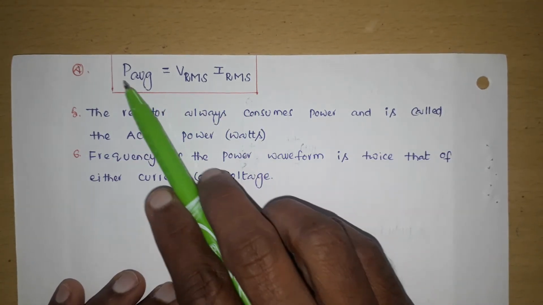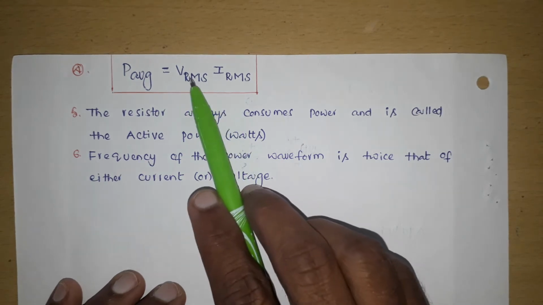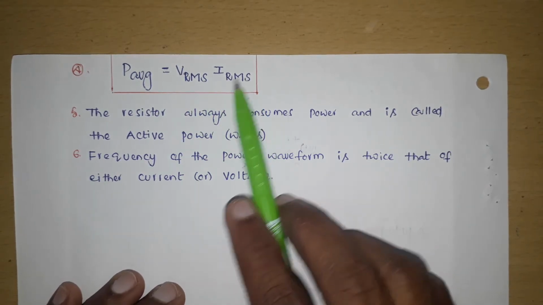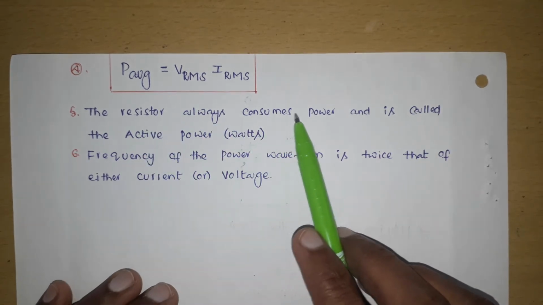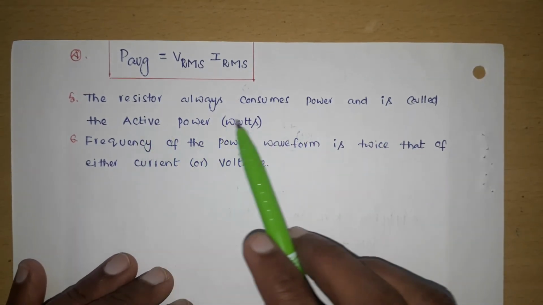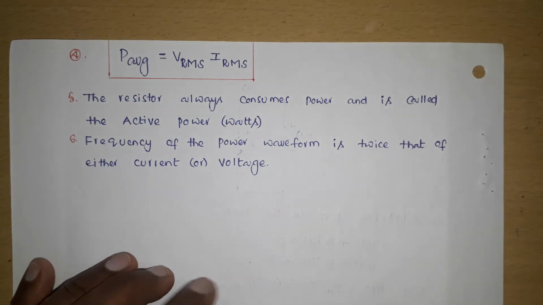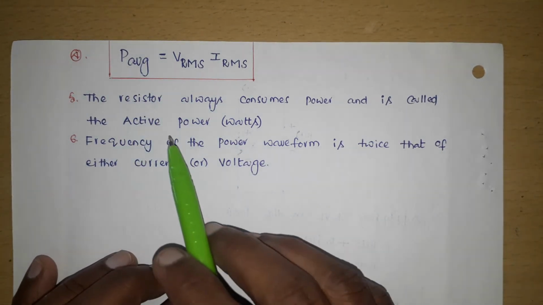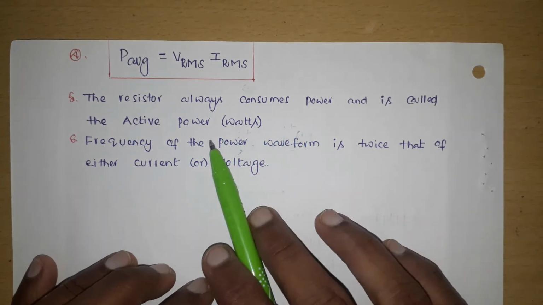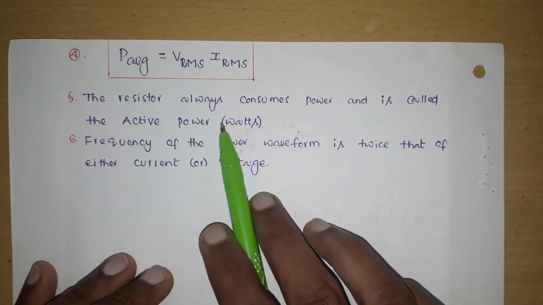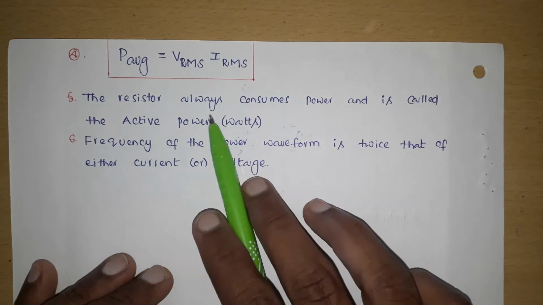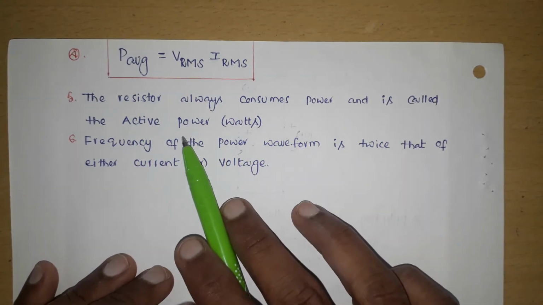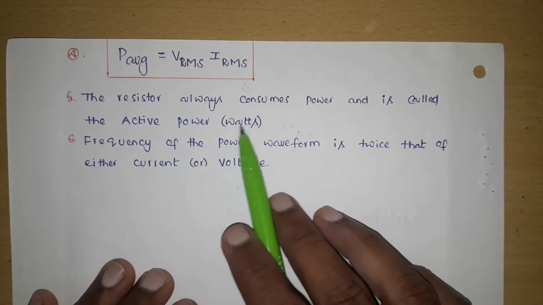So average power is equal to the product of RMS voltage and RMS current. The resistor always consumes power, and this is called the active power, measured in watts. Whatever the average power, the power taken by the resistor is called active power. So P average is called active power. The power consumed by the resistor is always the active power.